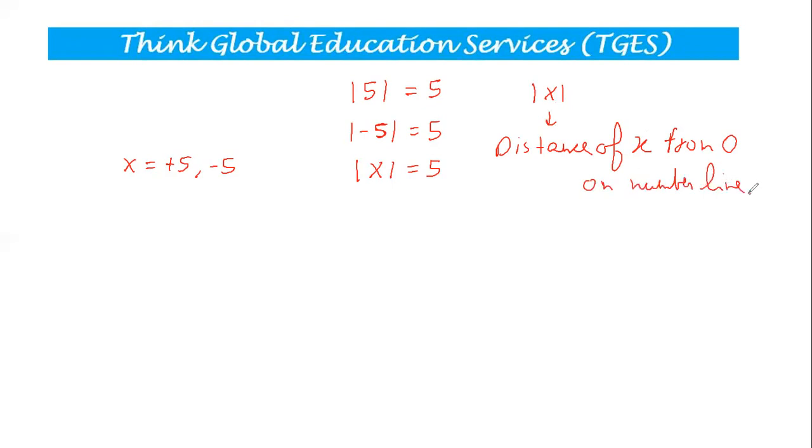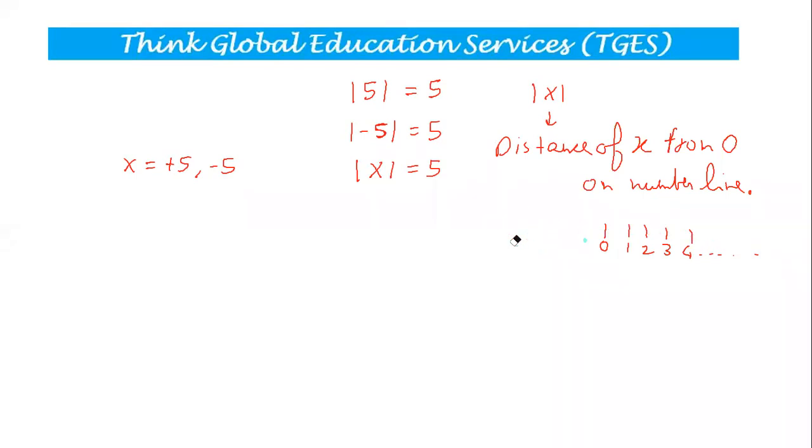If you really understand modulus in the context of distance, this modulus will never trouble you. So when I say mod x, it signifies the distance of x from 0 on the number line. And guys, I believe everyone understands the number line. So this is 0, 1, 2, 3, 4, and so on. Minus 1, minus 2, minus 3, minus 4, and so on on this side. That's called the number line.